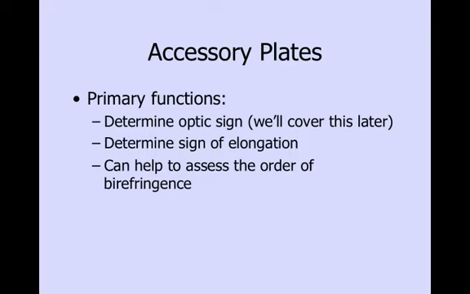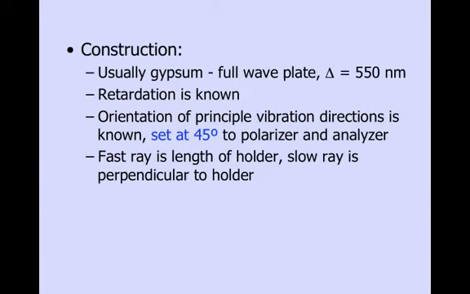I'll show you how we determine the sign of elongation and how it will help us to assess the order of birefringence. The accessory plates are usually made of gypsum that have a known retardation of 550 nanometers. And the orientation of the gypsum is also known. It's set at 45 degrees to the lower and upper polarizer.